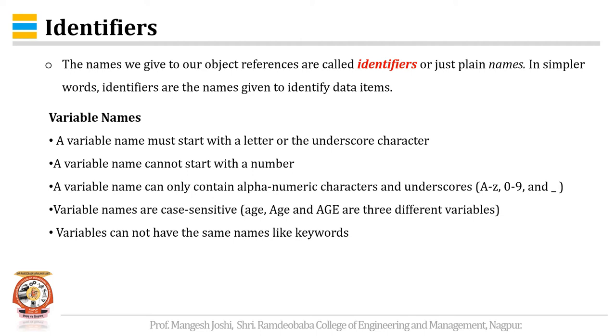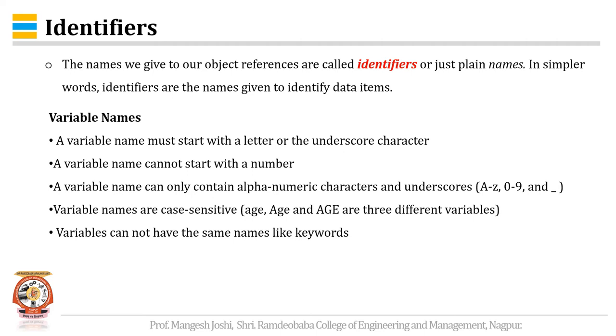So you cannot give a variable name such as 9. Okay, so you cannot start it with a number. In between the letters, you can use numbers, but you cannot start the variable name with a number. A variable name can only contain alphanumeric characters and underscore, that is A to Z. Again, this language is case sensitive, so small a will be different from capital A.